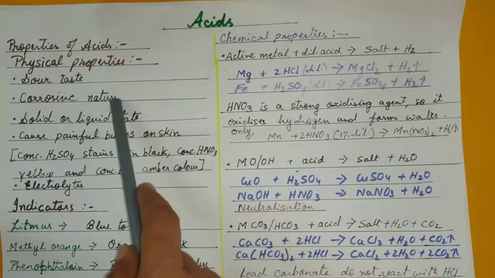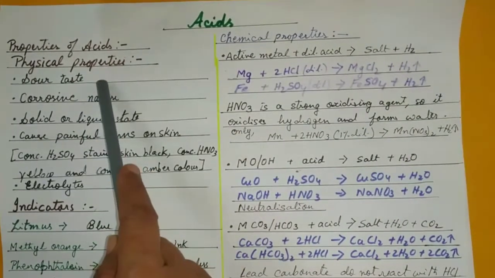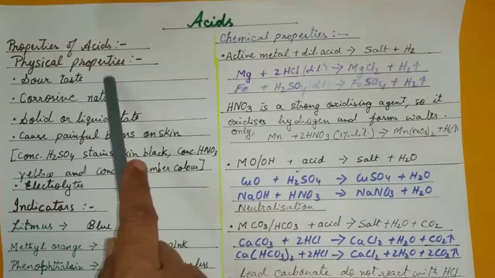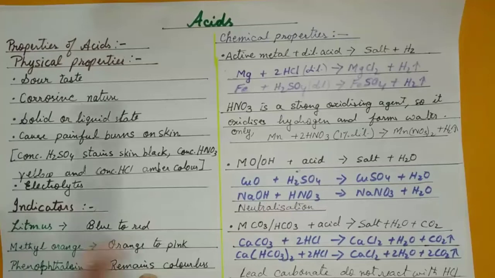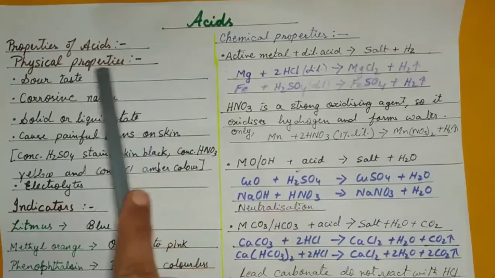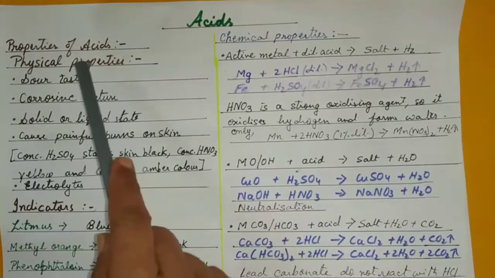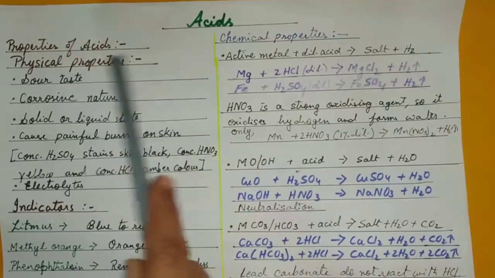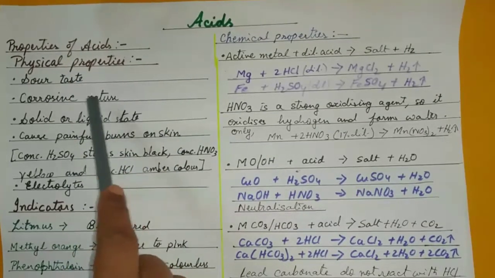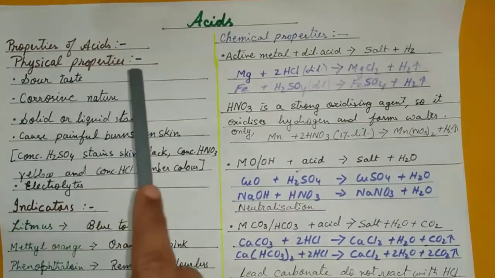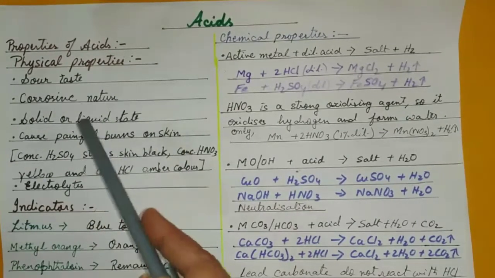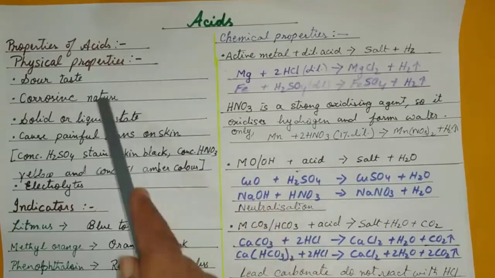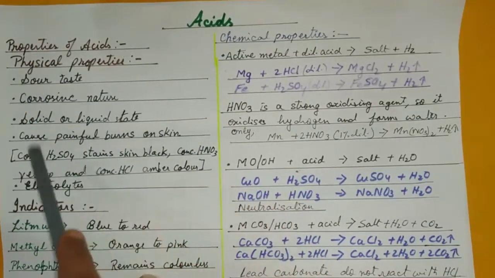So the physical properties: sour taste. But do we normally taste and check? No, because we know that mineral acids, or any acid, are going to be very dangerous if you are trying them out. So please don't, because they are corrosive in nature, and mineral acids are highly corrosive. They result in burning the skin like anything. Any other particle also burns because it's highly corrosive.